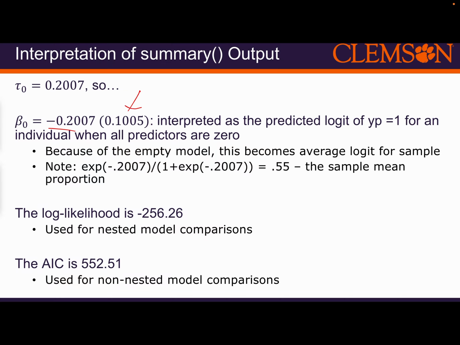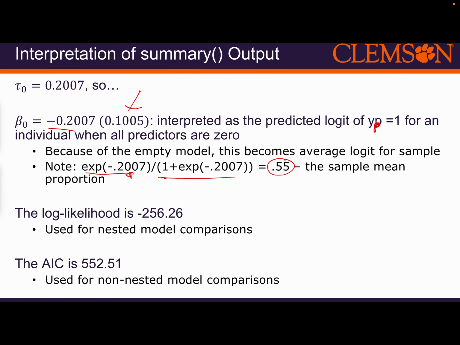So this is interpreted as the linear predictor of y sub p equals 1 for an individual when all predictors are 0. But it's an empty model, so it's sort of our average logit for the sample. And if you want to get back to what the sample mean is, we plug that into e to that value over 1 plus e to the value, the inverse link function, and we get a result of 0.55. That is our sample mean. If you go back to our original data descriptive statistics, we saw that 55% of our sample had a 1 there.